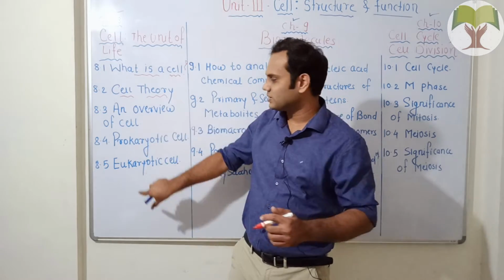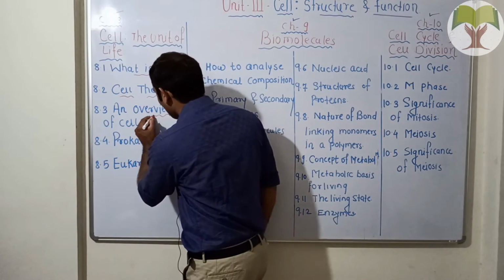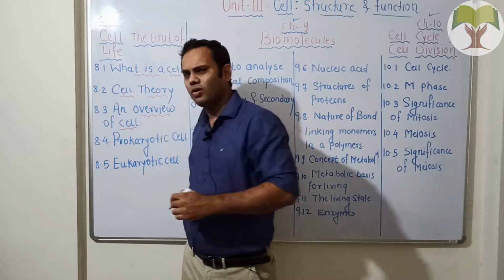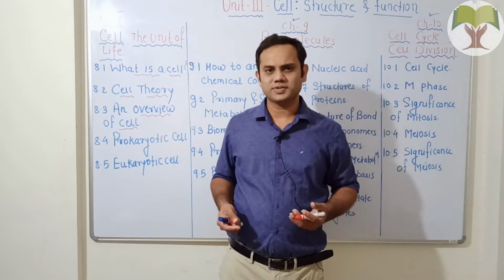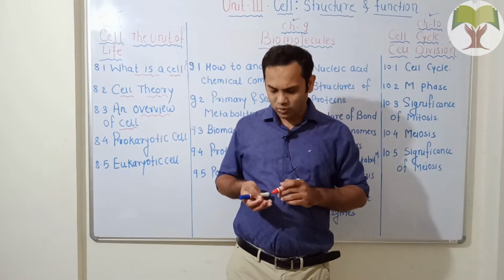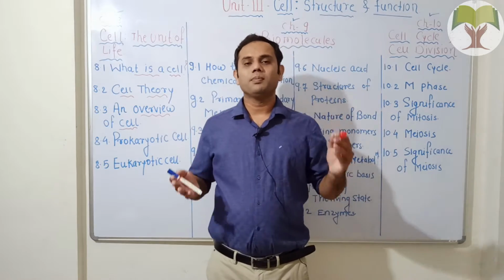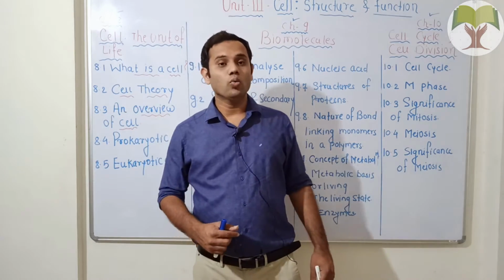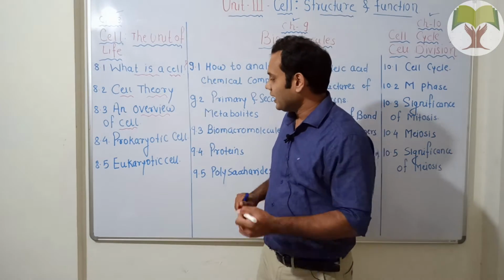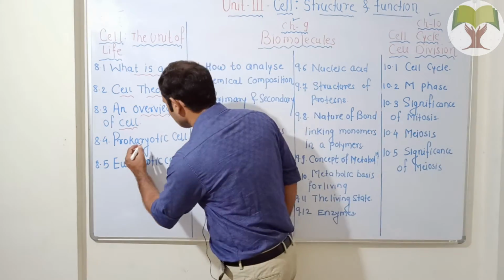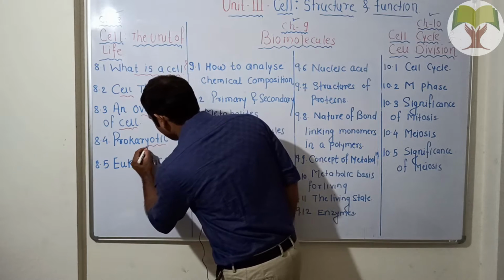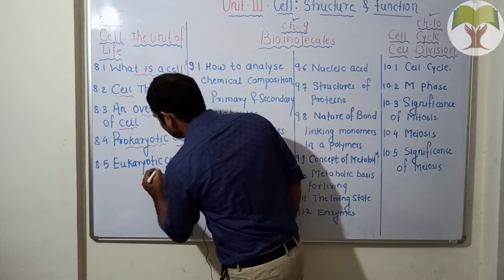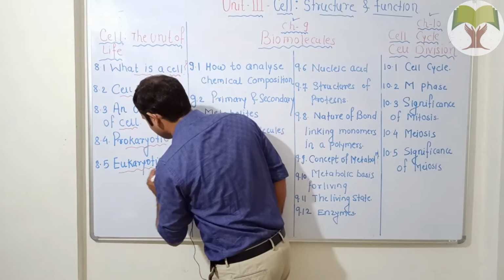Then we are going to discuss an overview of the cell. What is a cell? What is the structure of a cell? How does the cell look? What are the different parts of the cell? That we are going to study in the overview of the cell. After that, the fourth point is about the prokaryotic cell and the fifth one is the eukaryotic cell.